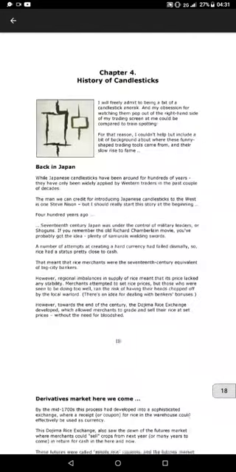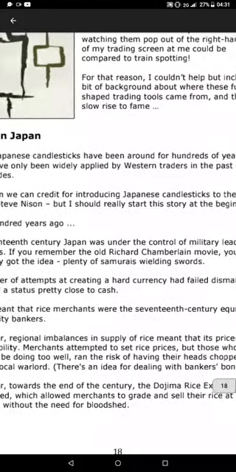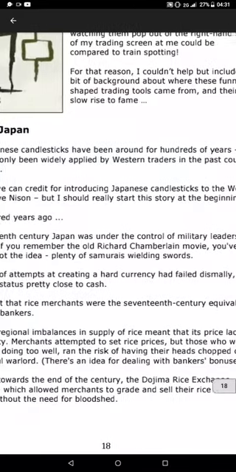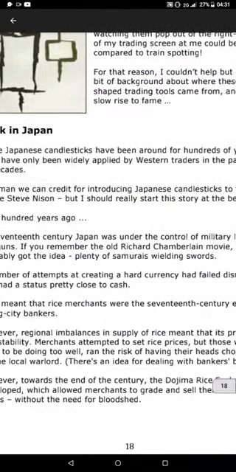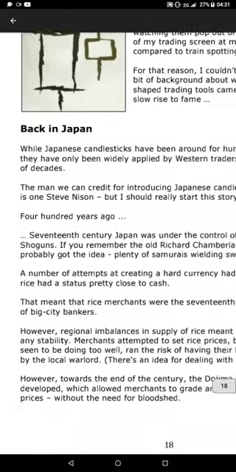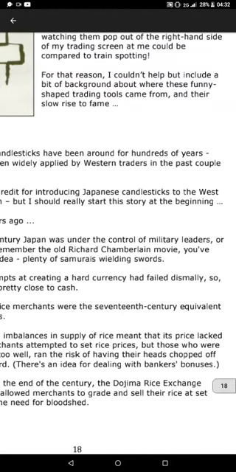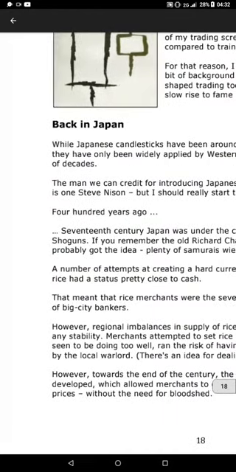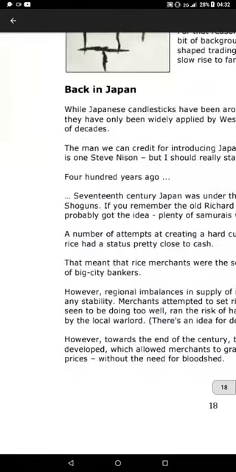Back in Japan, guys, while Japanese candlesticks have been around 400 years, they have only been widely applied by Western traders in the past couple of decades. The man we can credit for introducing Japanese candlesticks to the West is Steve Nison, but I should really start this story at the beginning.